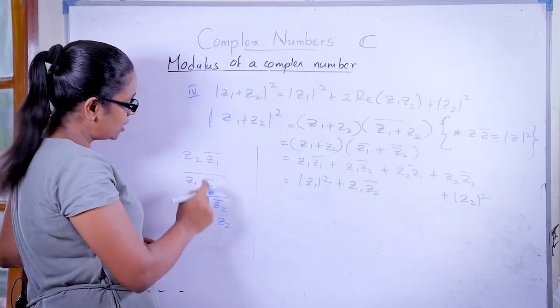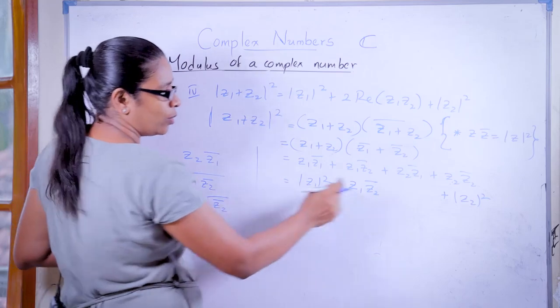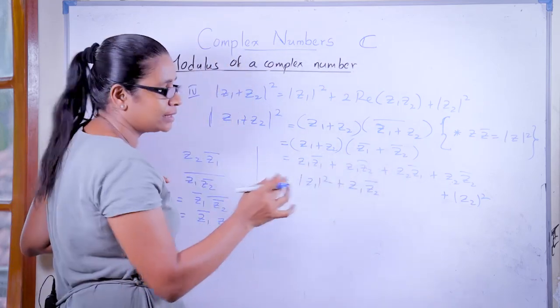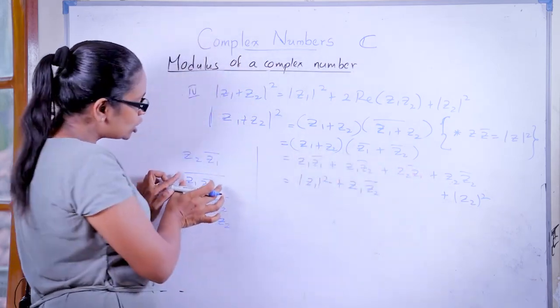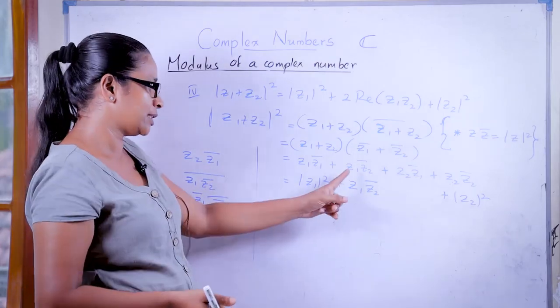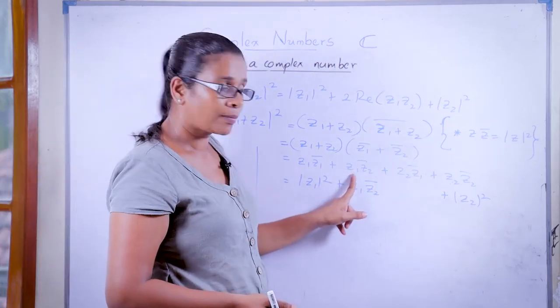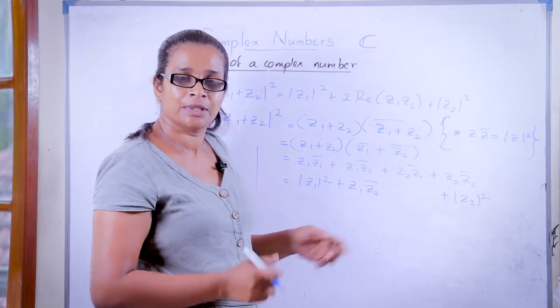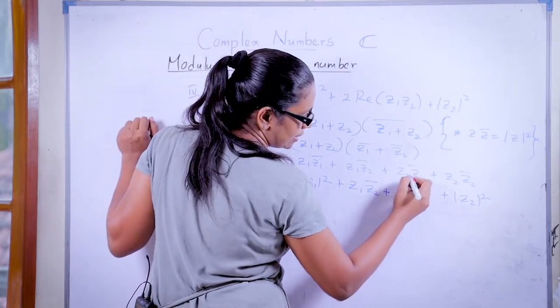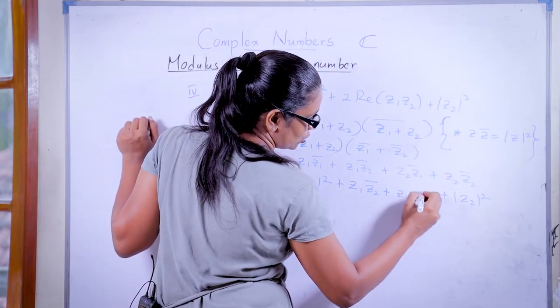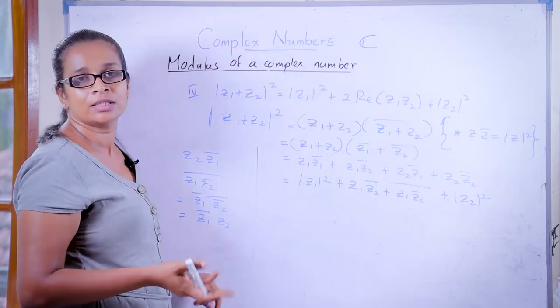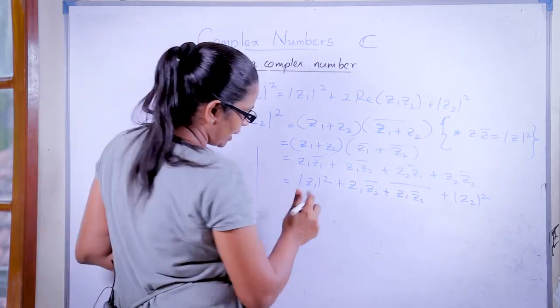Can you understand it? So you can write down this one. You can consider this one as the conjugate of the first term here. This is the conjugate of the term here. Okay. So I'm going to write this one as Z1 Z2 bar plus the conjugate of Z1 Z2 bar. Now look at this one.